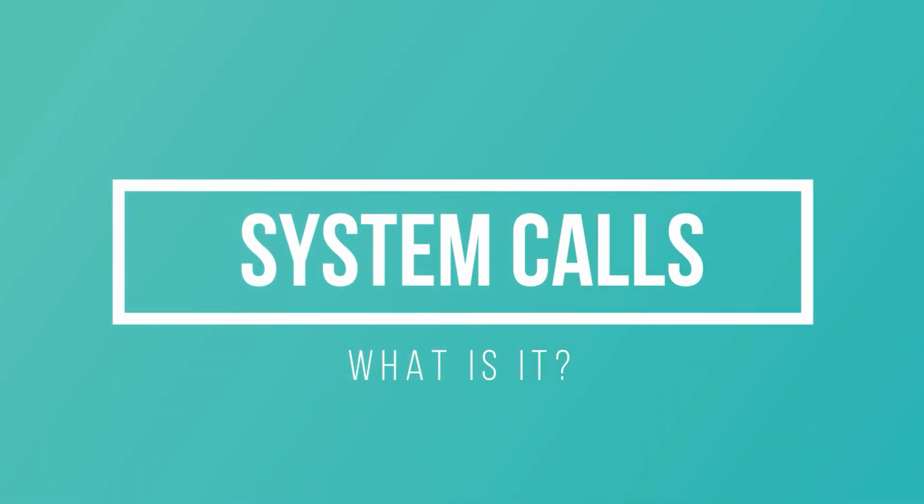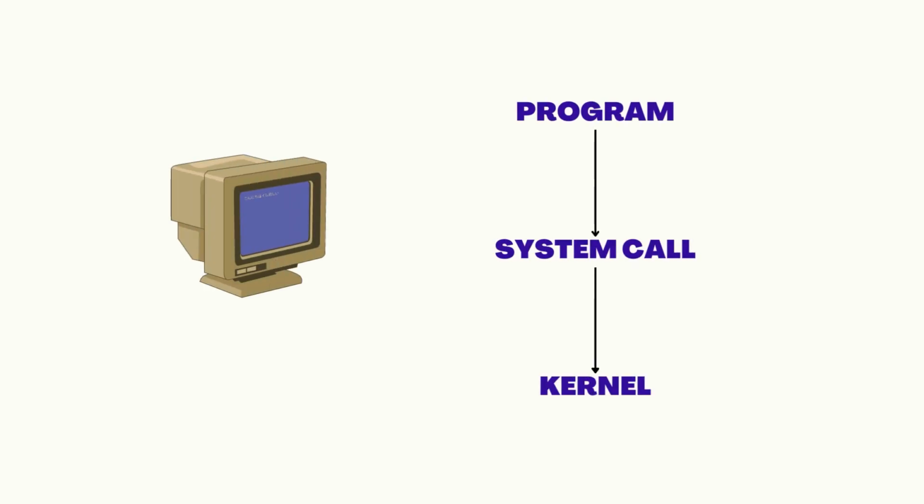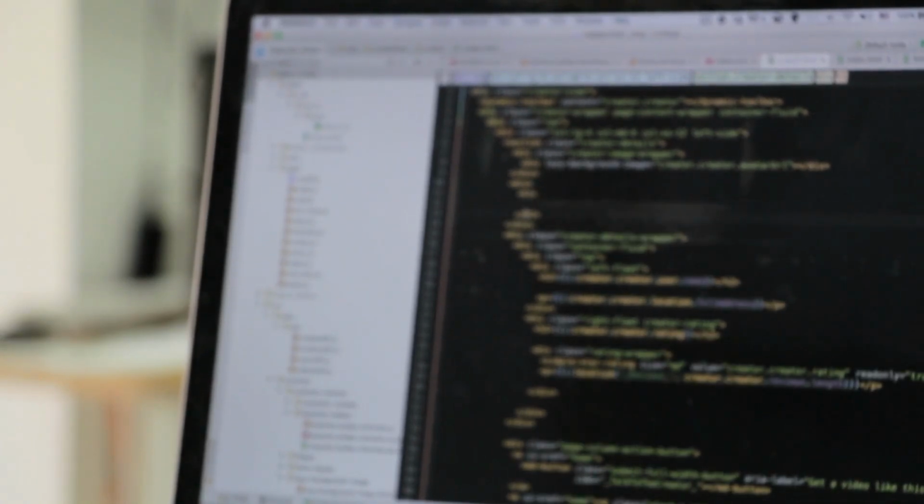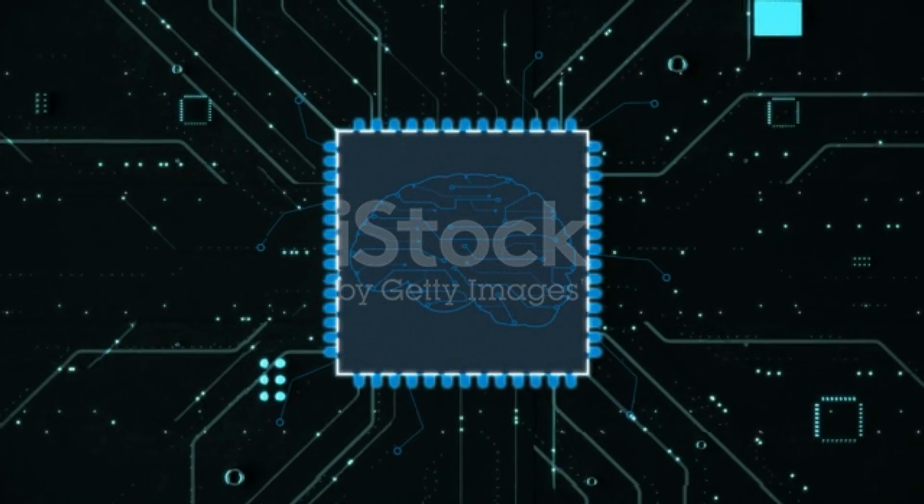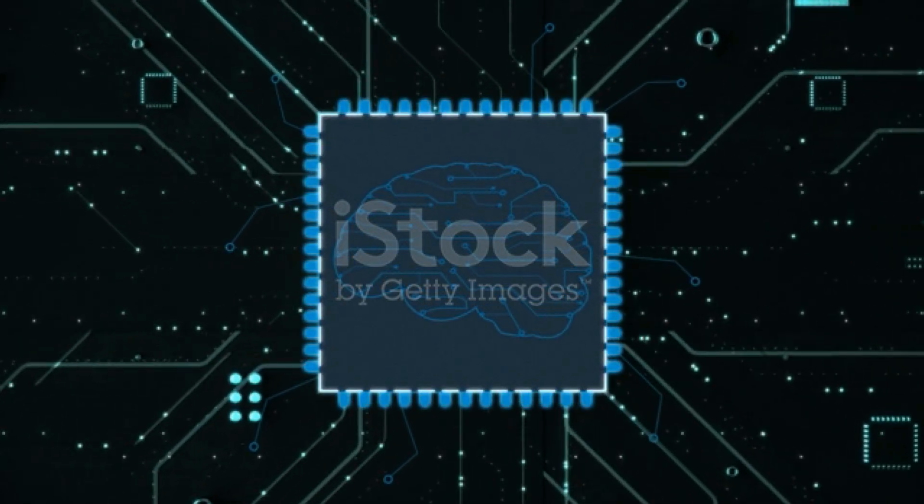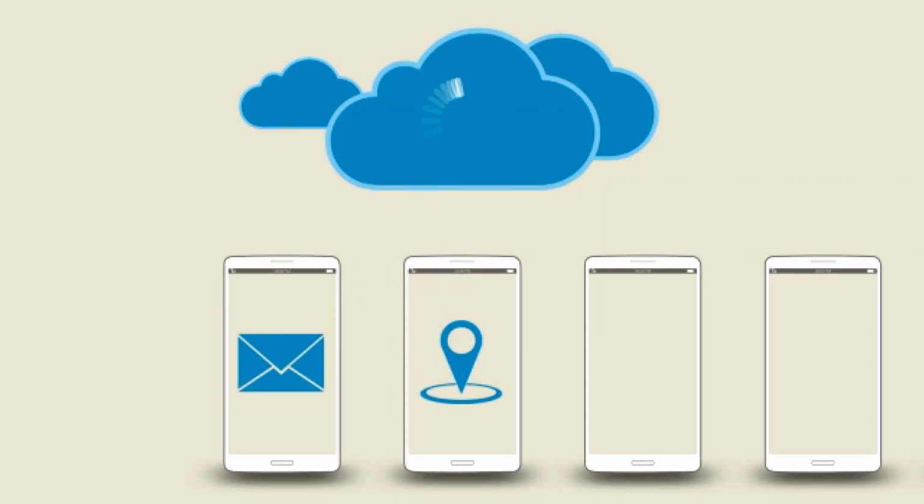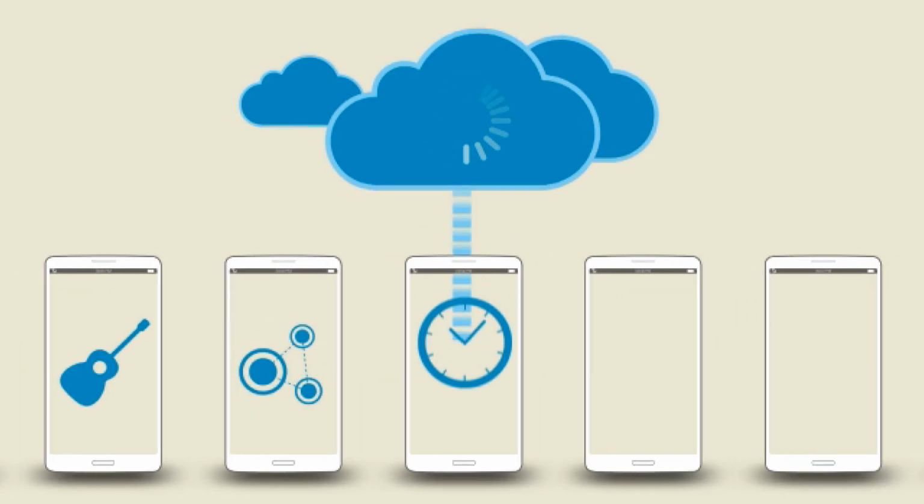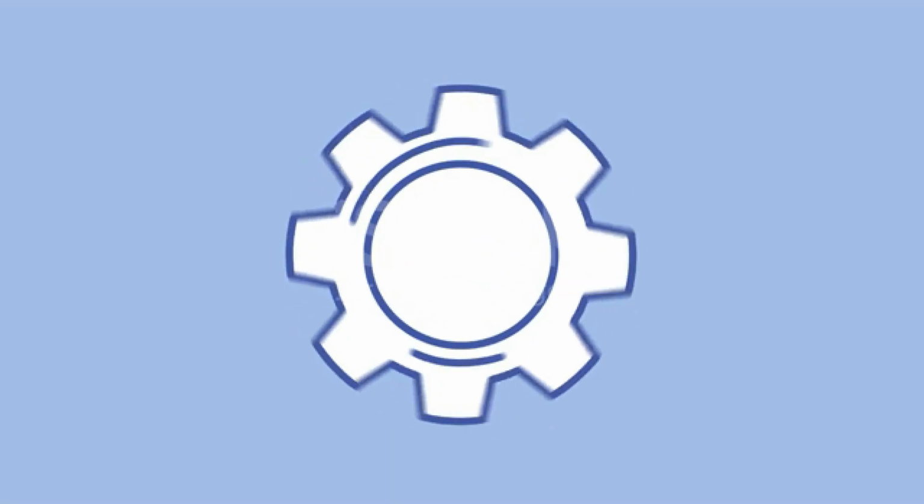And finally, system calls. In computing, a system call is a programmatic way in which a computer program requests a service from the kernel of the operating system it is executed on. A system call is a way for programs to interact with the operating system. A computer program makes a system call when it makes a request to the operating system's kernel. System calls provide the services of the operating system to the user program via the application program interface. Yes, you know that, API.